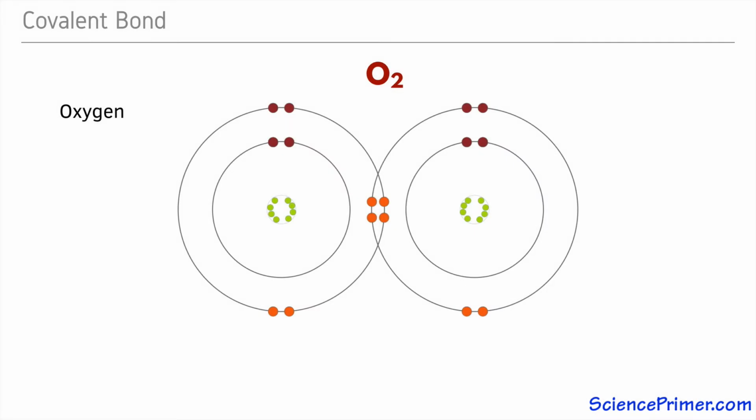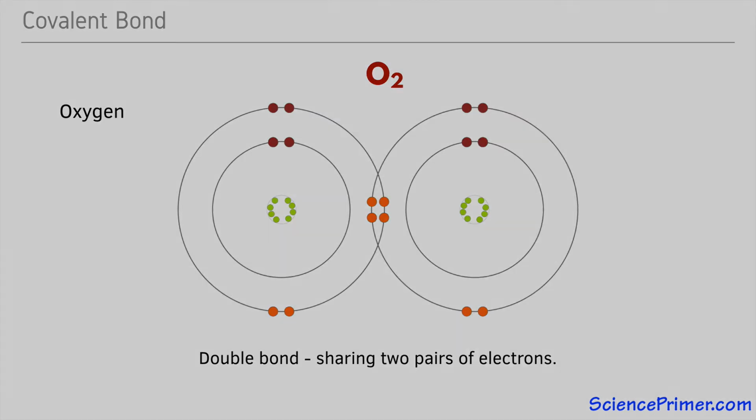Another example is the molecular oxygen that we breathe. It is diatomic oxygen, that is, 2 oxygen atoms covalently bound to each other. In order to fill their outer shells, the oxygen atoms share not 1, but 2 pairs of electrons, making these double bonds. Atoms can also form triple bonds, which is the sharing of 3 pairs of electrons. The more pairs of electrons atoms share, the stronger the bond, that is, the more energy it takes to break.